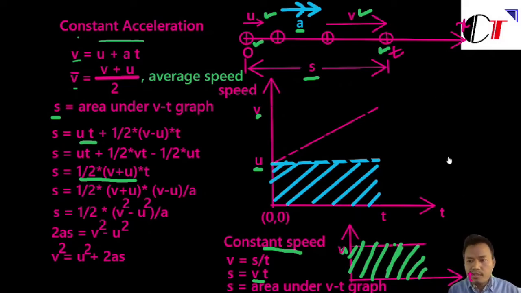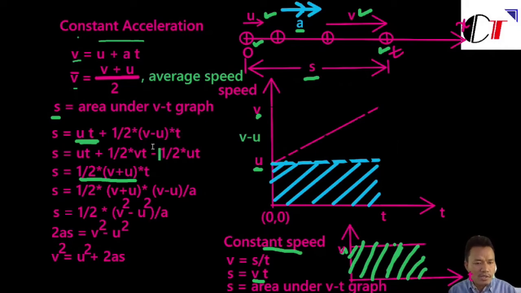Let's look at this. The area of the rectangle is very straightforward because the height is u and the base is t, so its area is just ut. Now for the triangle, all we need to do is find the height. The height, from the graph, is just v minus u. The base is t, so the area is half times base times height, which is half times t times v minus u. So the total distance is ut plus half times v minus u times t.